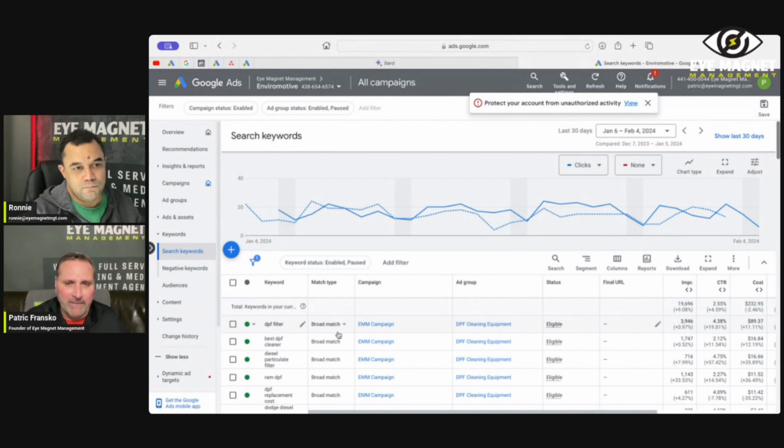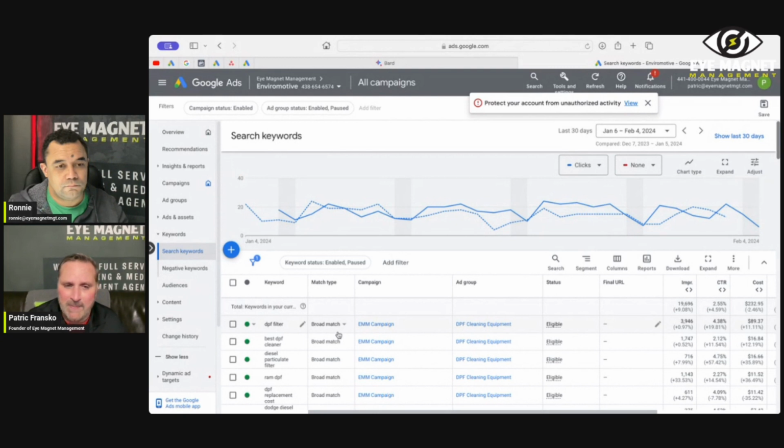So if you're in a very particular industry where there's not a lot of overlap with other industries, and the nomenclature and the terminology is such that you can really go broad match because you don't have to worry about coming up for a lot of things that don't make sense, then it makes sense. There's also two other types of keywords you can add.